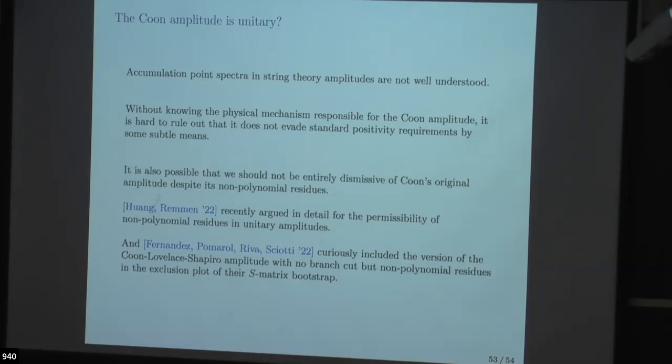And also there were some recent papers which were a bit more open-minded, less dismissive of this issue of polynomial residues, and tried to argue why that might still be a relatively acceptable unitary theory. At least I was a little puzzled by this S-matrix bootstrap paper, which in the exclusion region for Lovelace-Shapiro showed the Coon Lovelace-Shapiro inside that plot, but for some reason the one they showed was the one with polynomial residues and no branch cut, instead of the version with a branch cut, so for some reason they chose the original version without the prefactor to show in the exclusion region.